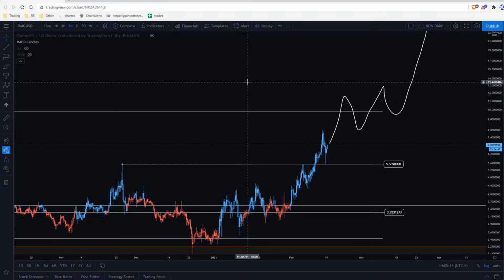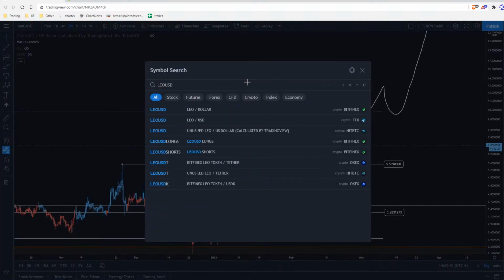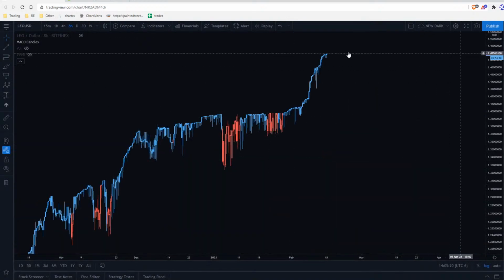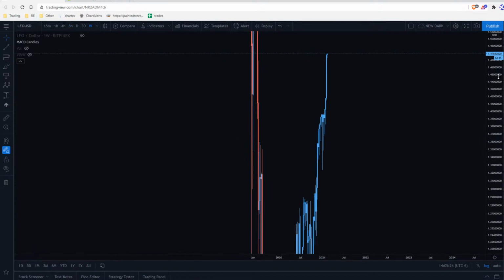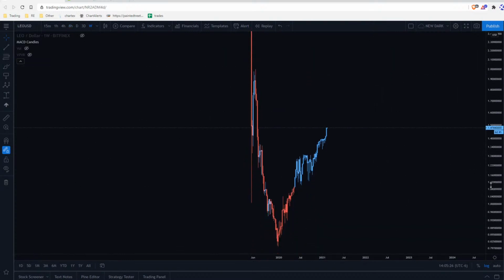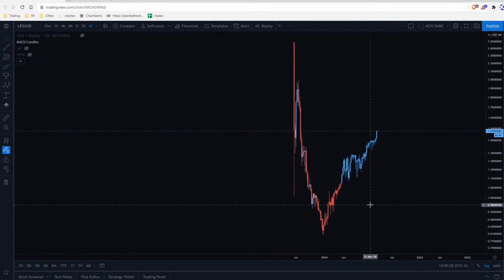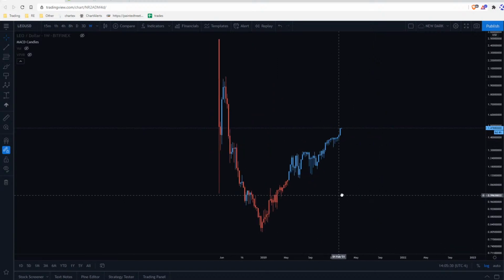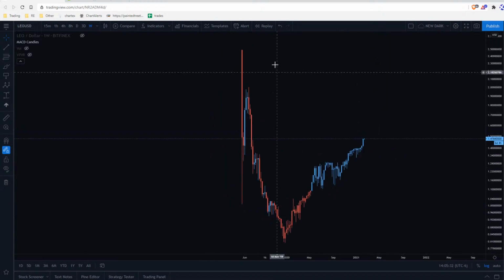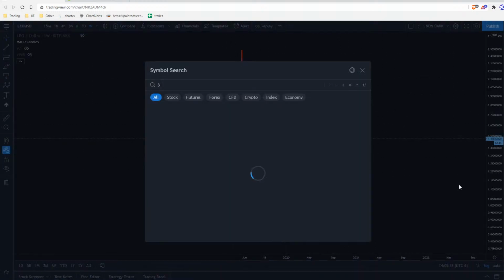Leo, I don't know a whole lot about Leo. Isn't that one of the FTX coins? Wow. Yeah, I missed out on this one. Just a quick thought. What are we on? Weekly? This looks a lot like Bitcoin when it first started.